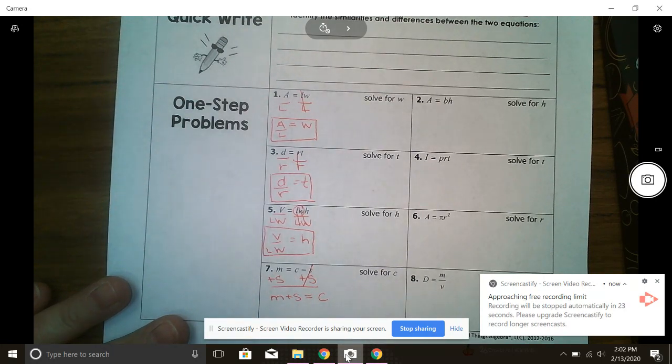In our next video, we're going to flip this page and work on two-step problems.